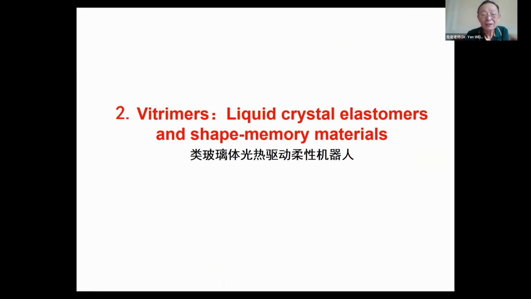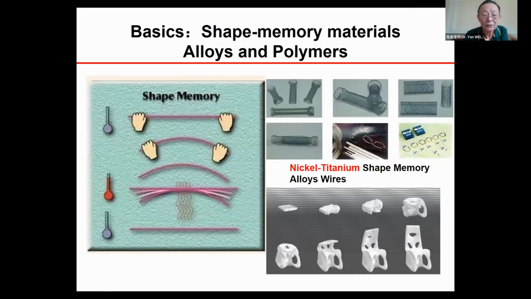From that, we'll get into the second topic. The second topic is liquid crystal elastomer, a shape memory material. With shape memory material, everybody knows, right? It started with nickel titanium 100 years ago. You make a shape, and after heating or photo exposure, they will go back to the original shape.